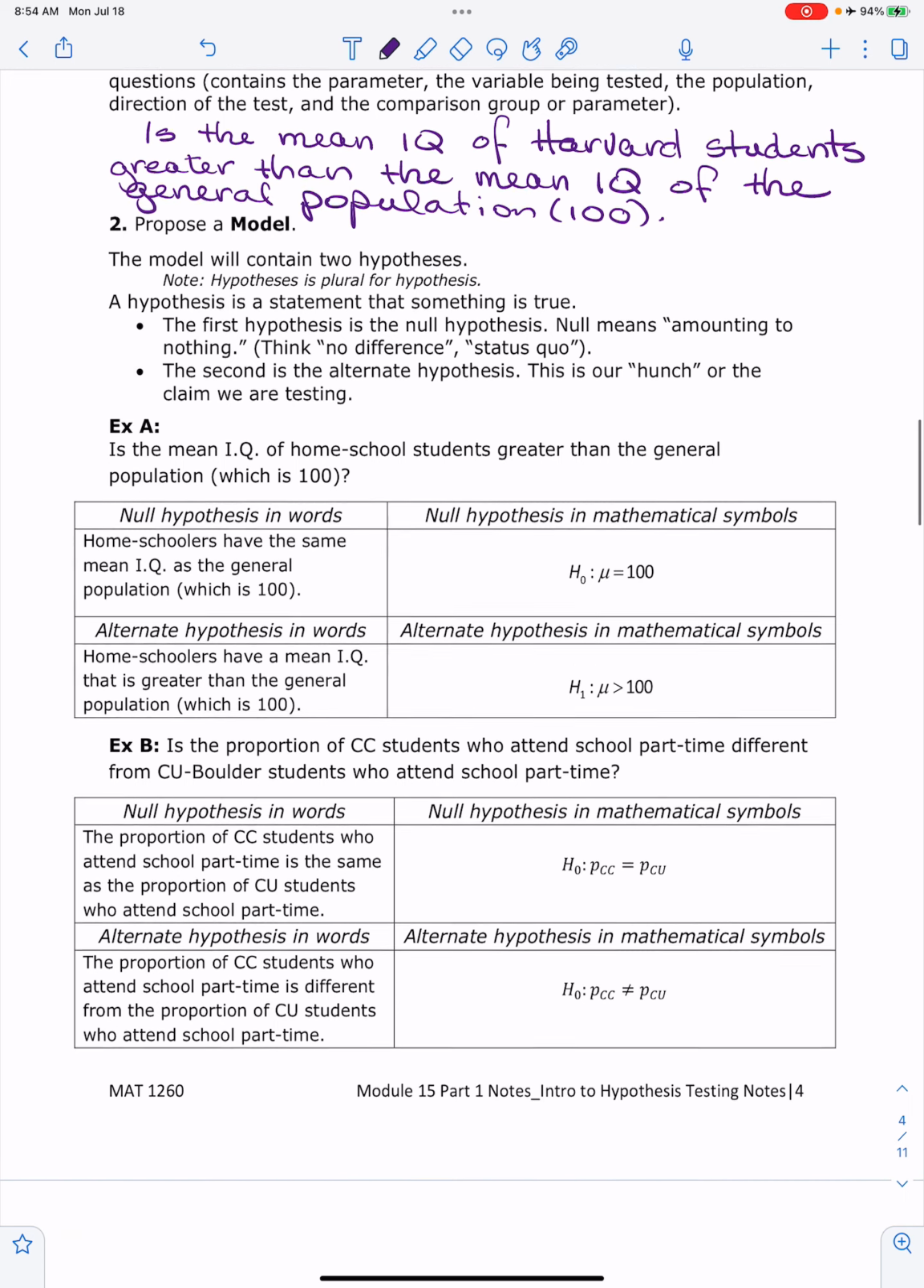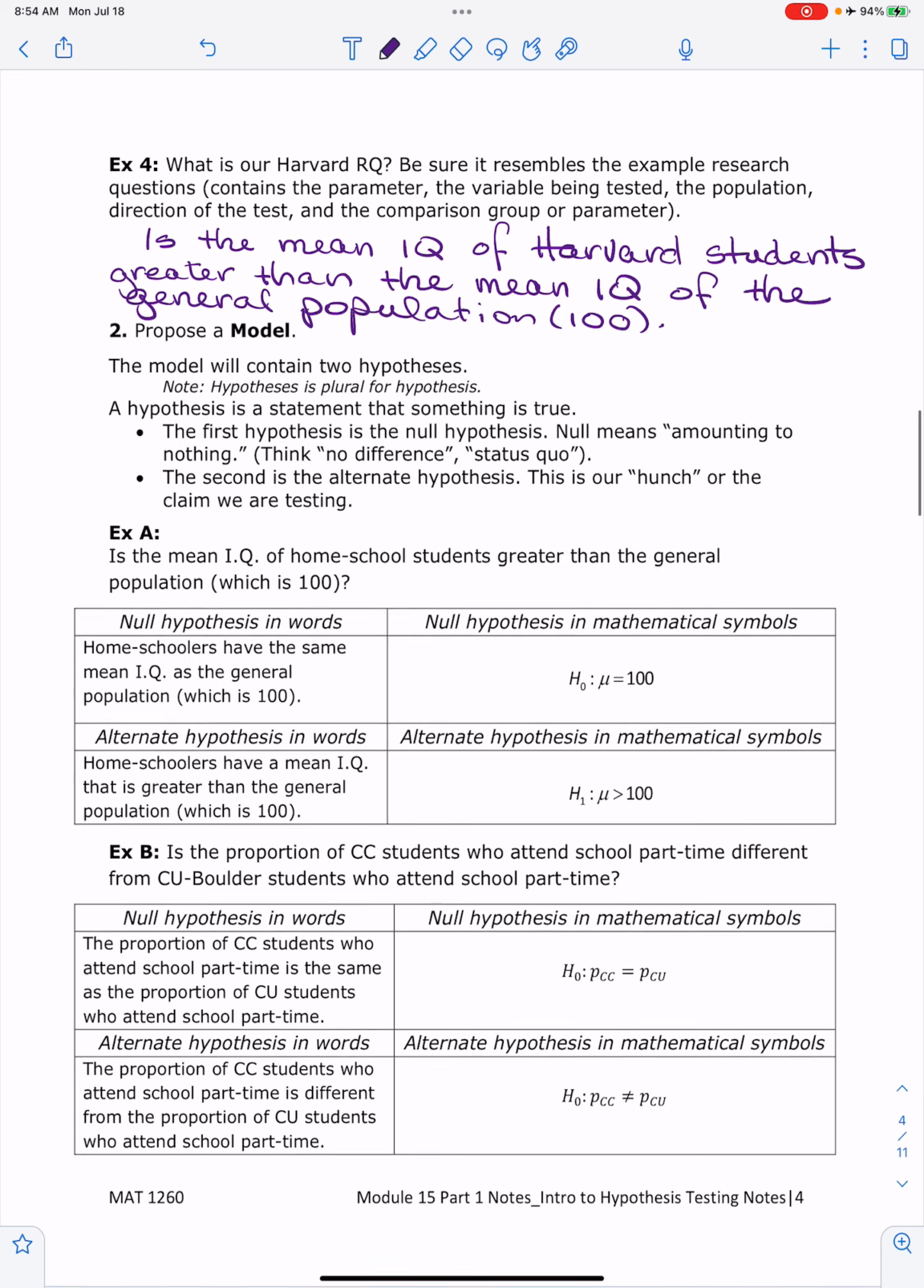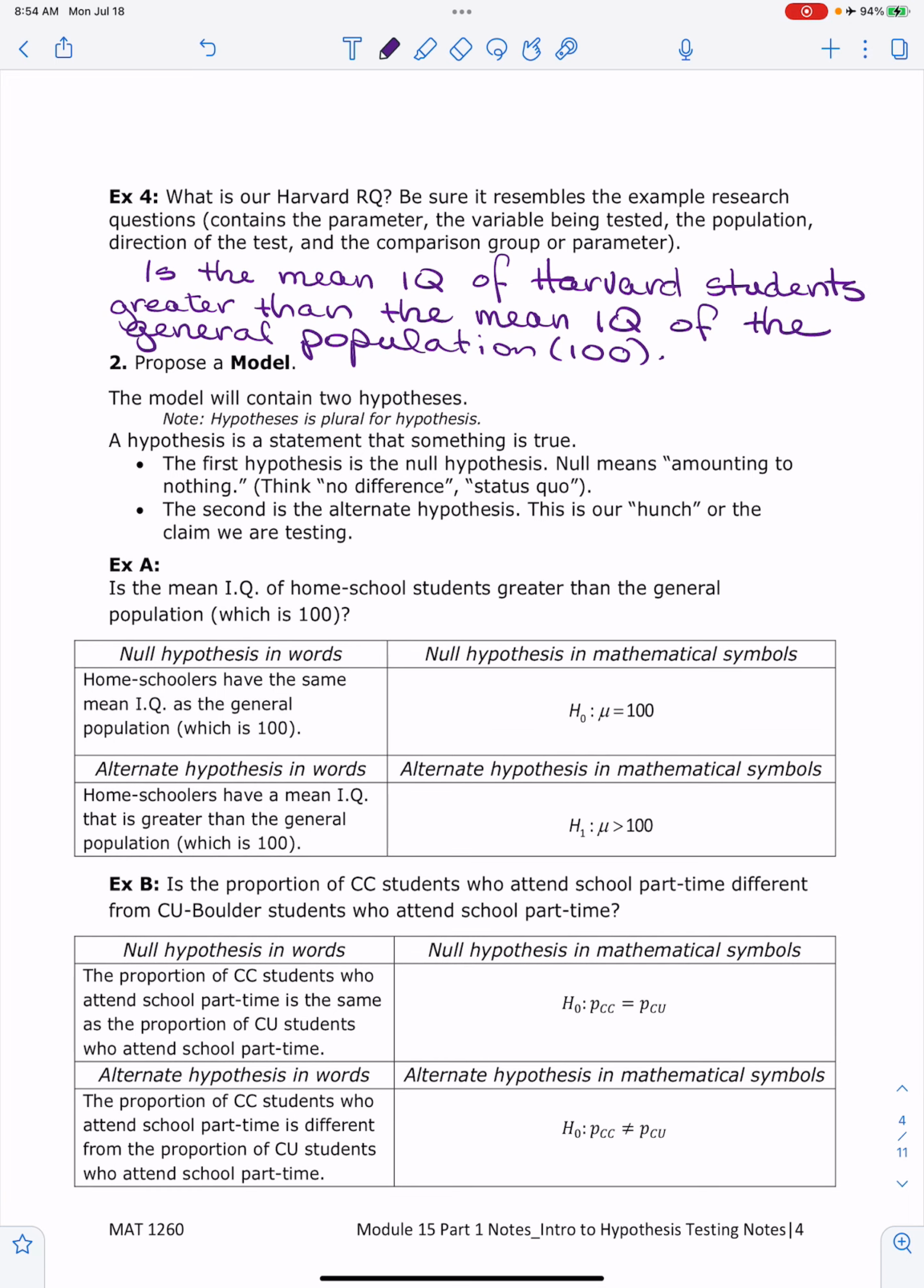So a couple of examples here, these are worked out for you, so I am not going to read through them. Notice I have the null hypothesis in words, and then what it looks like in mathematical symbols. And that goes back to really quickly how I wrote those out on page 2. Also the alternative hypothesis in words, I shortened it to alternate because otherwise the table was too wide. And then alternate hypothesis in mathematical symbols.